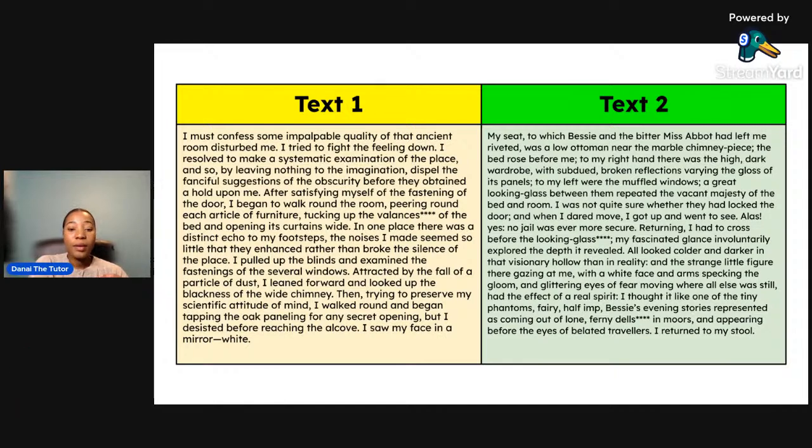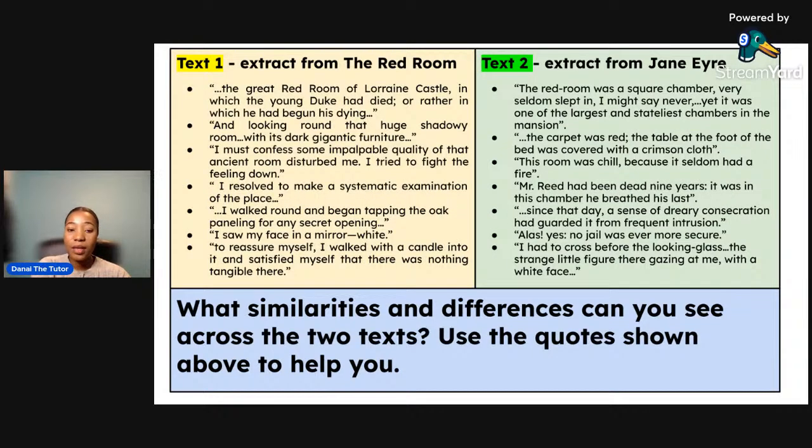What narration is being used here? Is it first person or third person narration? First person meaning I, me, where the narrator is relaying their own experiences, or is it third person where they're talking about they, him, her? It's first person narration. So because it's first person narration, we know and understand that these are their perspectives. Good, first person in both. So that's a similarity we can see.